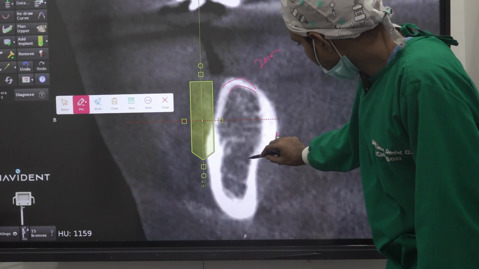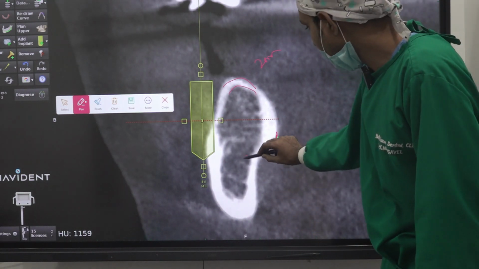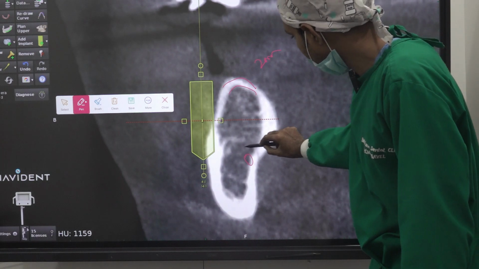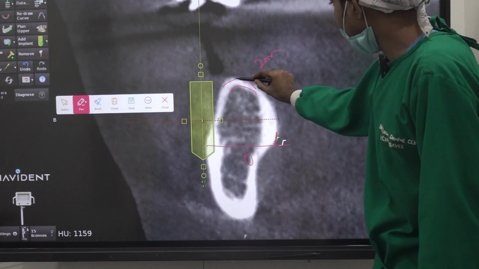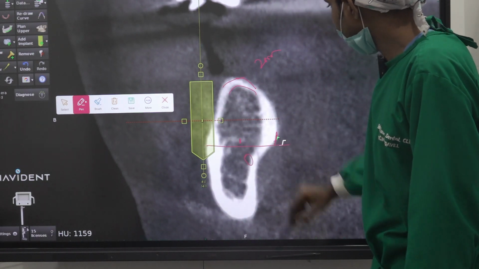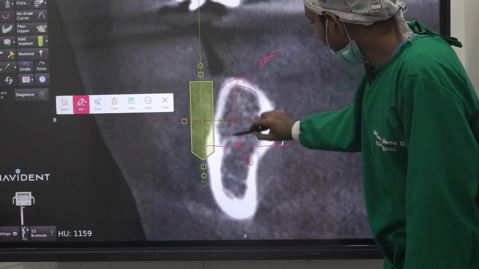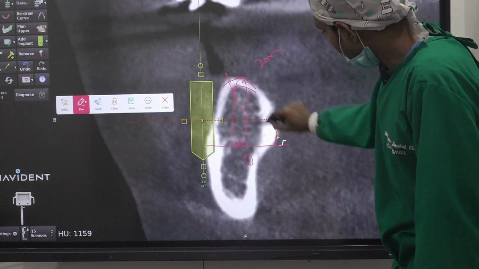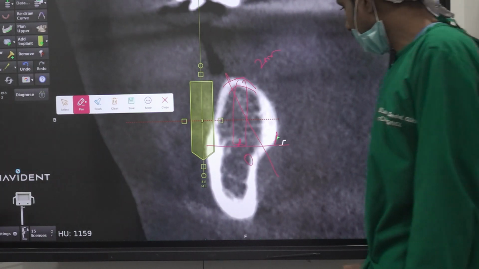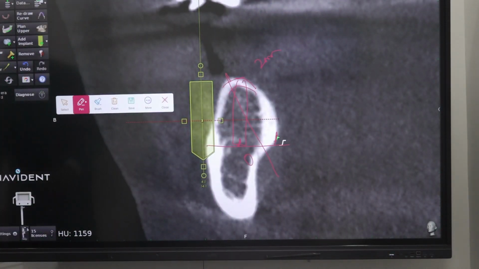And we don't know where the nerve is, right? Mostly it may be the nerve. This is the deepest point. So what is the length from here to here? Even till here we can place. So placing the implant like this is one plan, or placing the implant in the lingual cortical is also another plan.